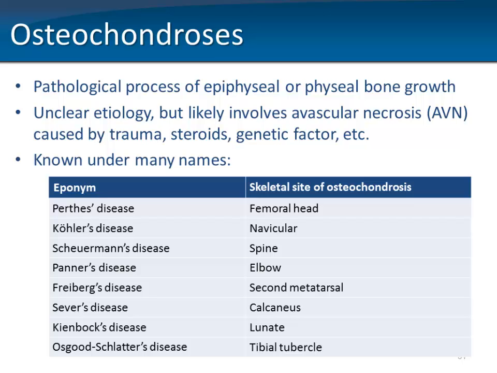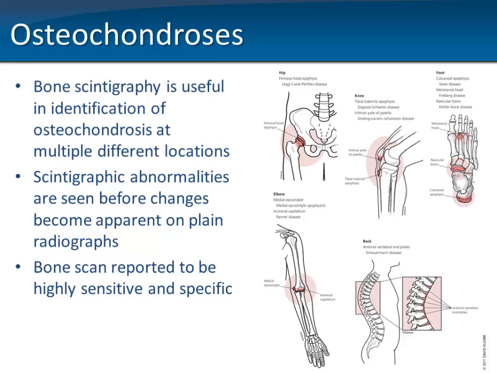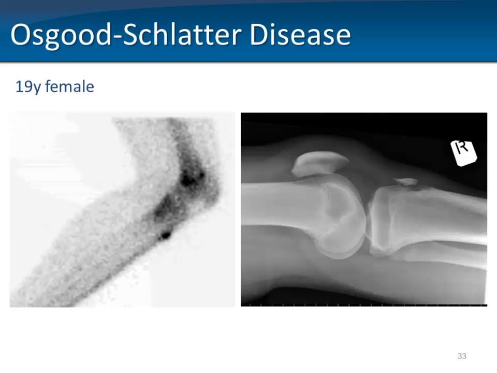sometimes as well, as is Osgood-Schlatter disease of the tibial tubercle. So bone scan is useful in identifying these sites. It can occur at multiple different locations. Well, it is interesting that the scintigraphic changes occur before the X-ray becomes abnormal, so that is a strength of our study. And bone scan is both very sensitive and highly specific just because of the typical patterns at which it occurs. So an example of a 19-year-old female with Osgood-Schlatter disease, where you can see the hot spots at the tibial tubercle, both on the bone scan and the appearance of the lesion on X-ray later on in the disease.